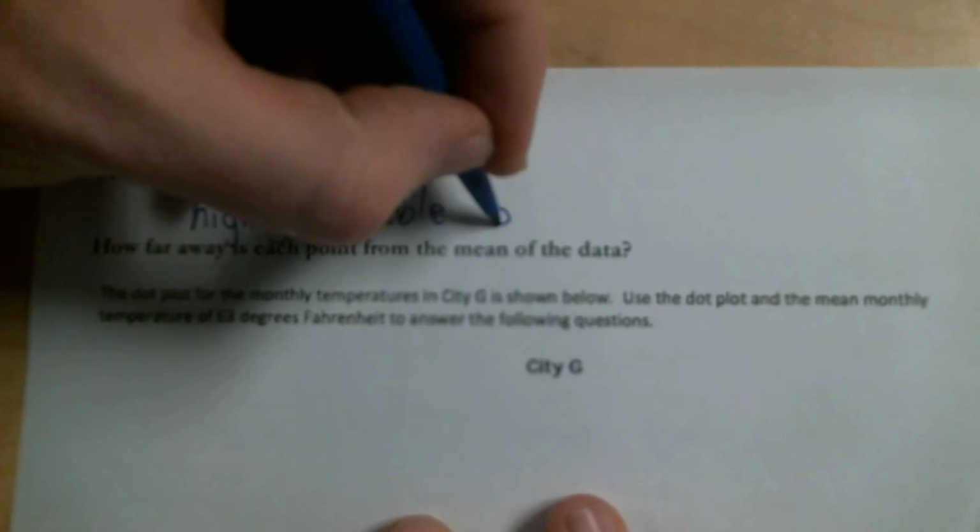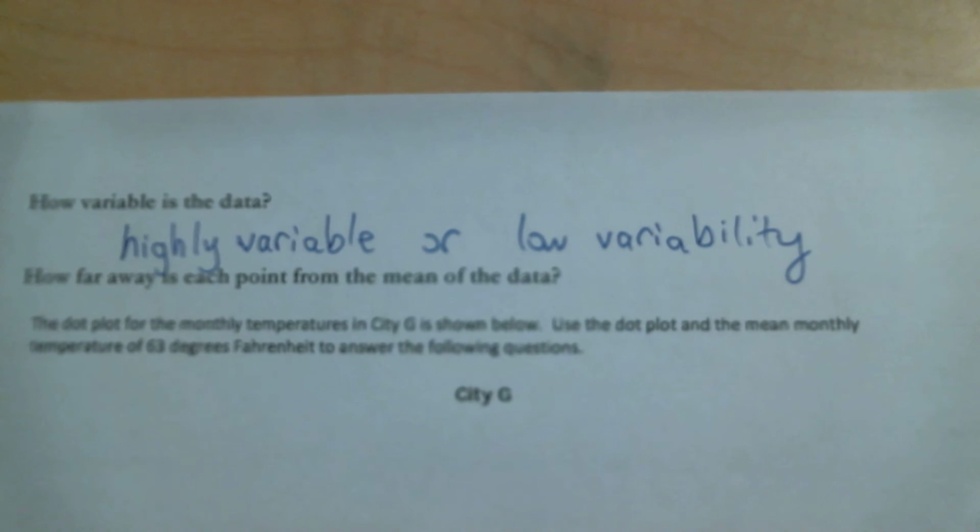So yesterday we asked ourselves the question, how variable is the data? And really the only answer we could give was highly variable or high variability. There's kind of two ways you can say that. Or low variability. But if I asked you if one city was more variable than another, it was really, really hard to decide if one city would be more variable than the other as far as temperature goes.